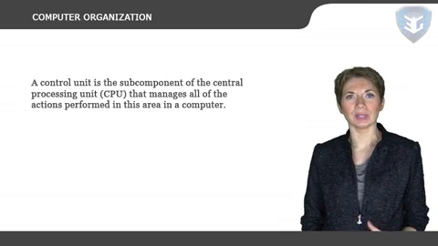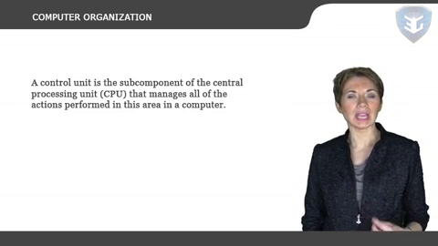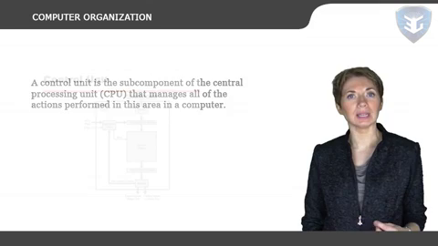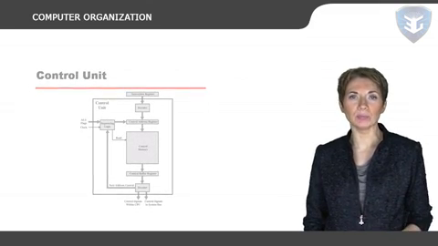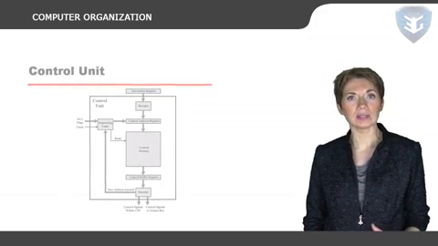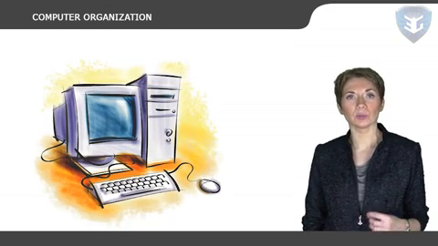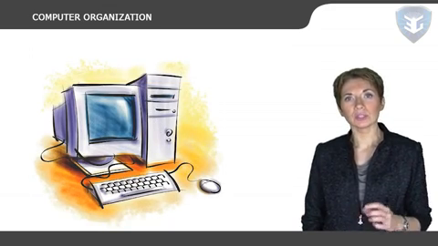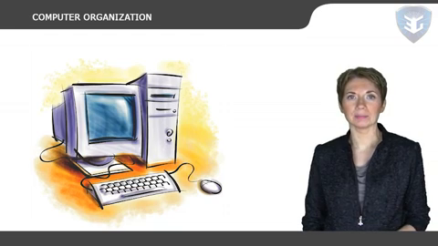A control unit is the subcomponent of the Central Processing Unit, or CPU, that manages all of the actions performed in this area in a computer. It is responsible for taking the various inputs from the computer, instructions and data, and telling the processor what to do with them. Since the CPU is considered the brain of the computer, Control Unit is sometimes referred to as the brain within the brain.